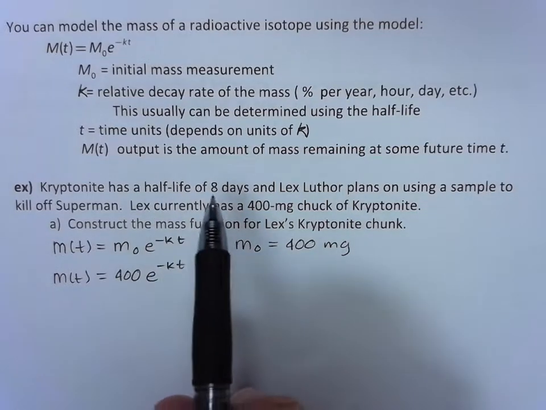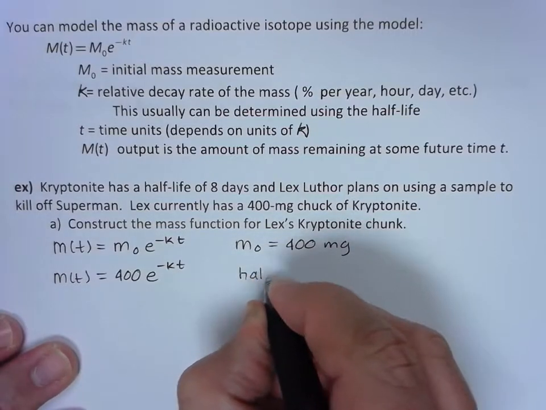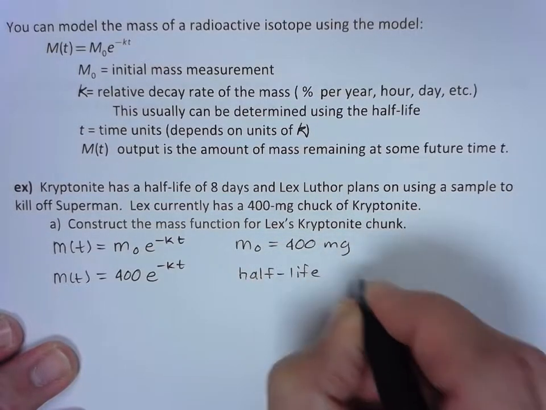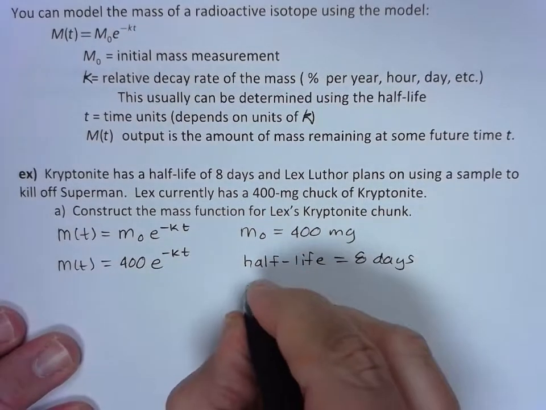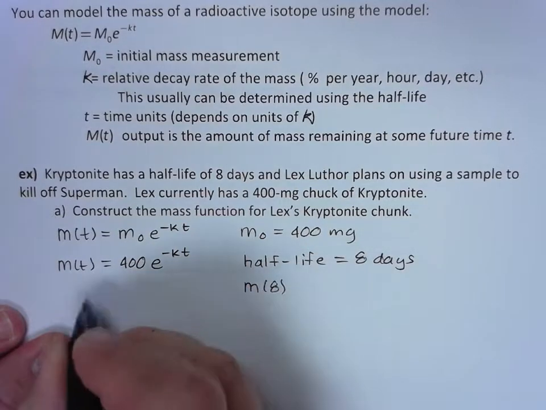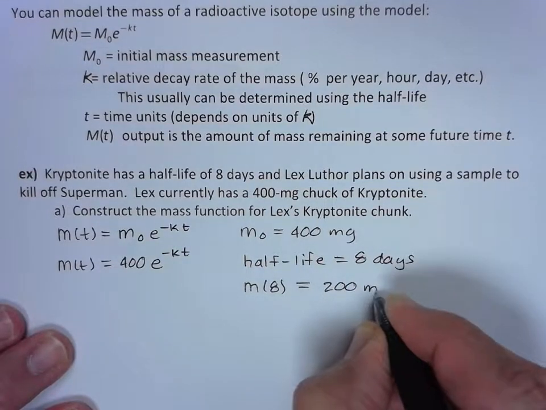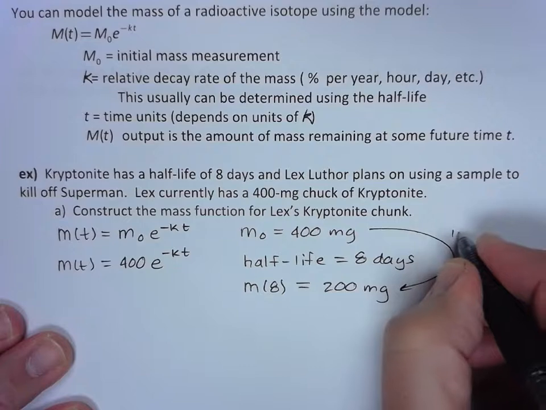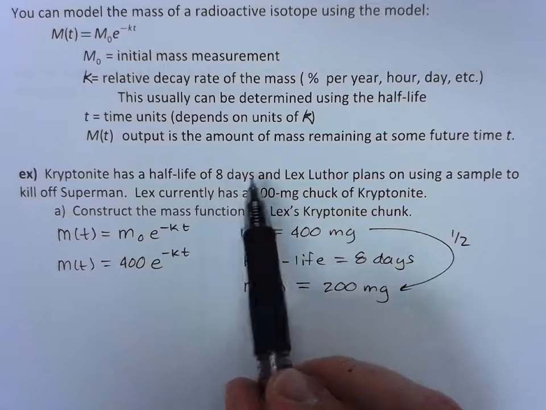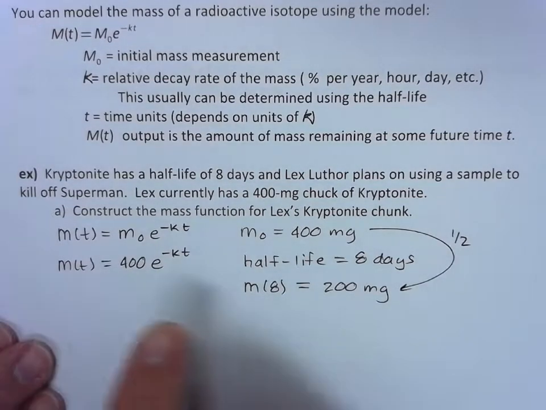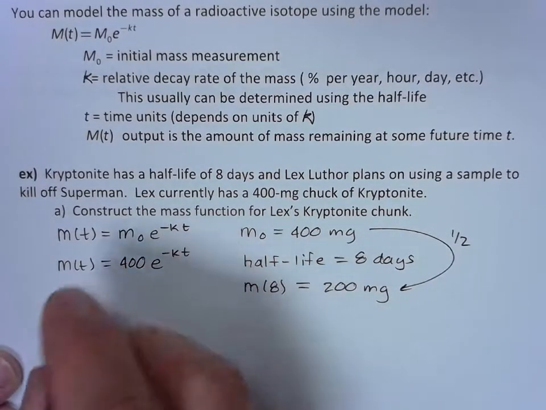If the isotope has an 8-day half-life, then what that means is, again, here's your interpretation of half-life. If you have an 8-day half-life, that means I need to be able to plug in the value 8 days for my time and get an output of 200 milligrams, because you want to take half of that initial mass, and that's what the future mass will be after it's gone through one full half-life cycle. So I need to be able to plug 8 in for t in this function and get an output of 200 milligrams. So let's apply that here.